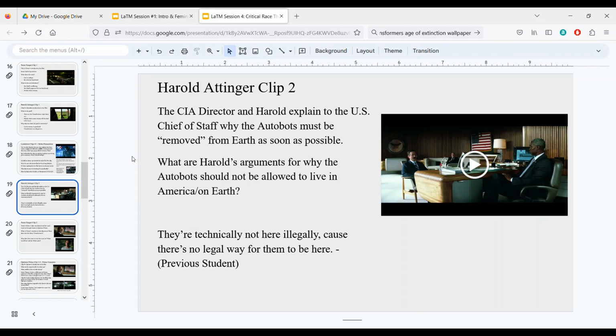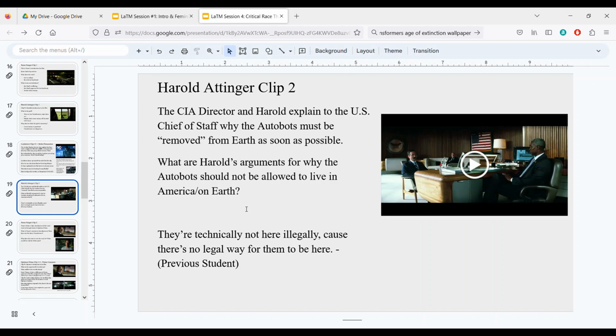And then another Harold clip. He's talking to the CIA director, I think, or they're briefing the chief of staff on why the Autobots must be removed as soon as possible. What are Harold's arguments for why the Autobots should not be allowed to live on Earth or in America? Tommy, you kind of already referenced it. Because they keep blowing up stuff. It's three movies and stuff keeps getting blown up. People are dying. They need to be out of here.